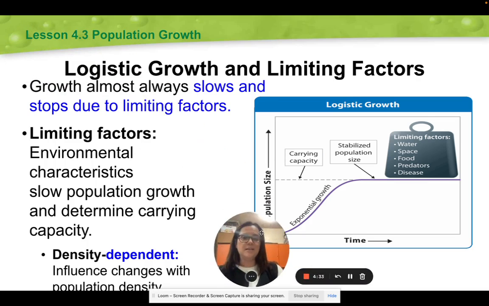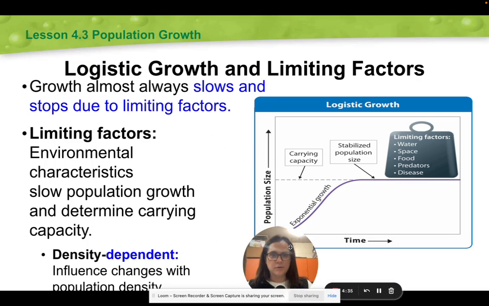More realistically, we see what's called logistic growth. Okay, and logistic growth is the idea that we'll have that initial exponential growth, but then growth is going to level off. And it's going to level off because there are things that are limiting that population size. We call those limiting factors. Okay, there's two types of them: density dependent and density independent.